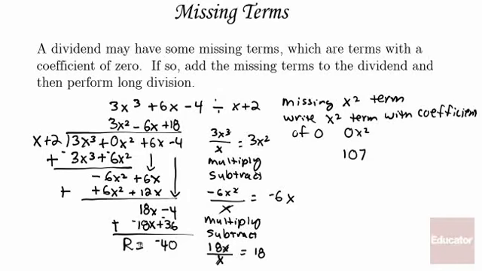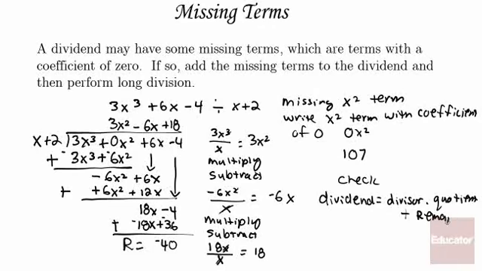The remainder is negative 40. Again, you could check this by determining that the dividend equals the divisor times the quotient plus the remainder. And you could make sure that this checks out.